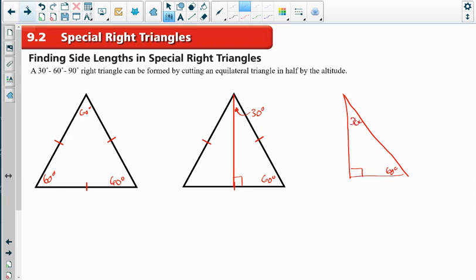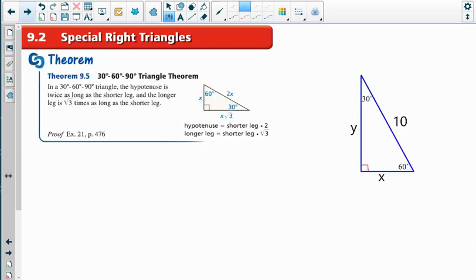Let's look at the theorem. In a 30, 60, 90 triangle, the hypotenuse is twice as long as the shorter leg, and the longer leg is √3 times as long as the short leg. So if we look at this, if the hypotenuse is 2x, and it is twice as long as the short leg, that means the short leg is x, and the longer leg is √3 times the short leg.